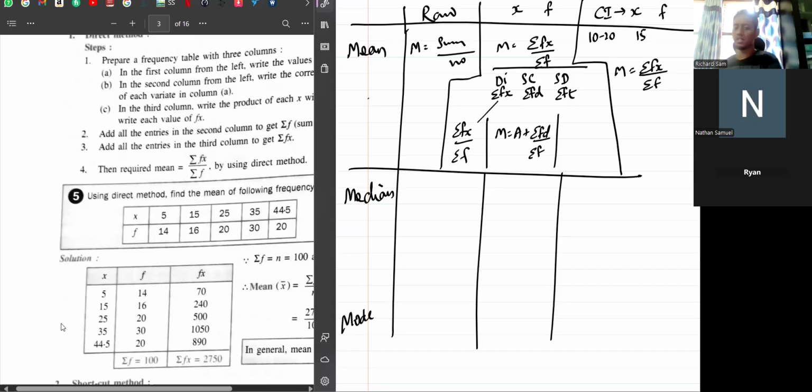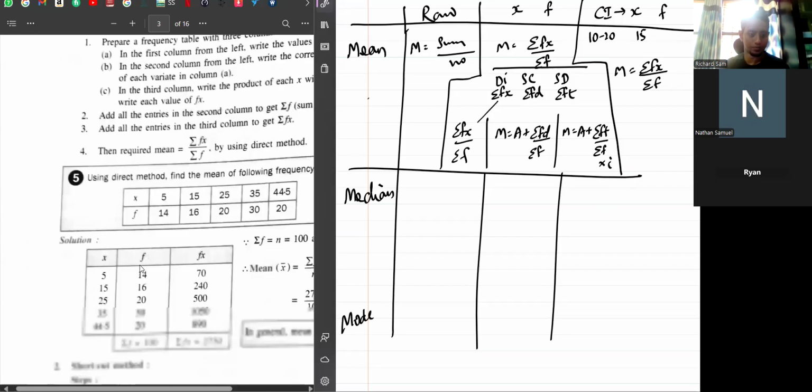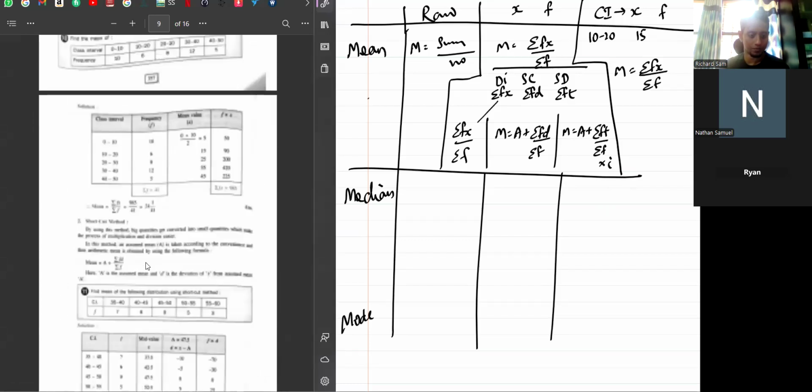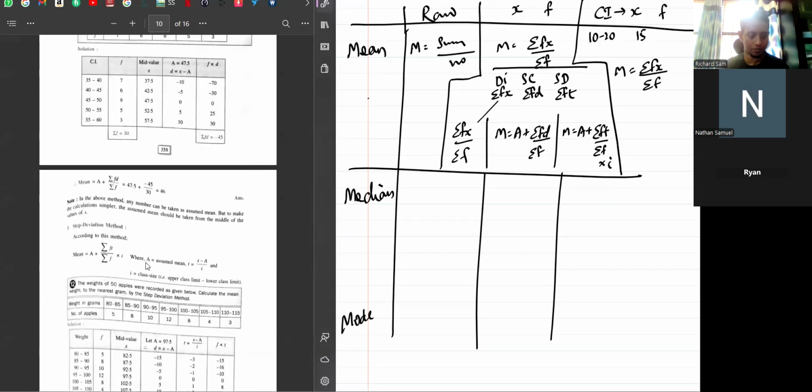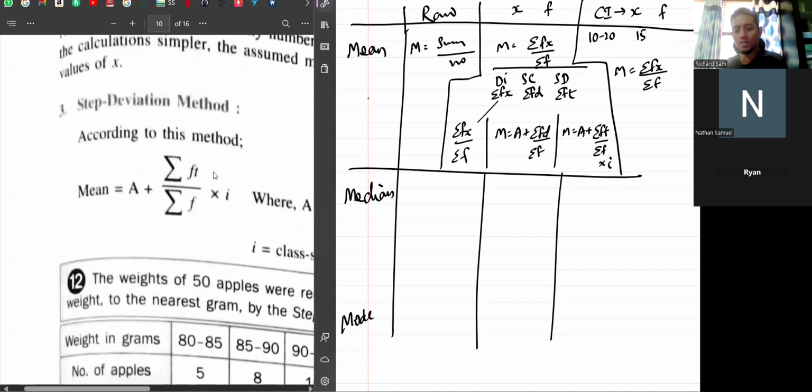Okay, clear? Yeah. So here, what's the formula for mean? Here also a plus is there because you're minusing with A. Summation ft upon summation f. But here you have to multiply with I. Since we divided with I, when you're finding mean, you have to multiply with that I. Okay, so here's the formula. A plus summation ft upon summation f multiplied with I.